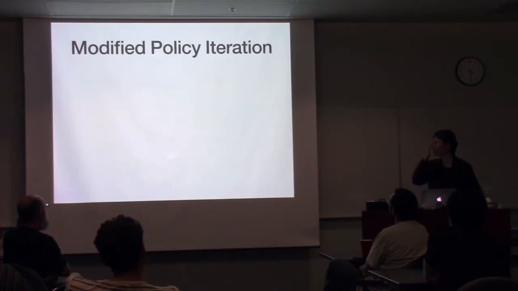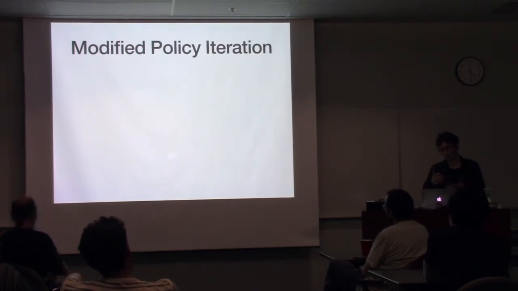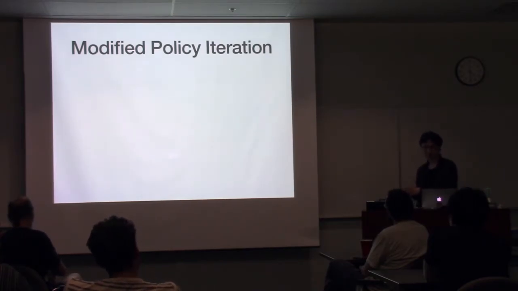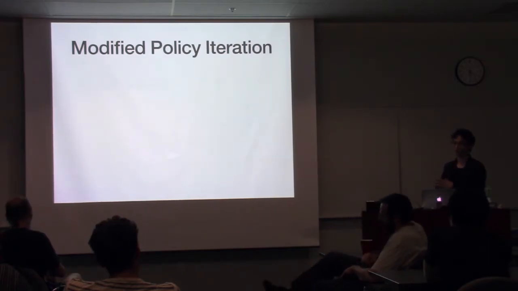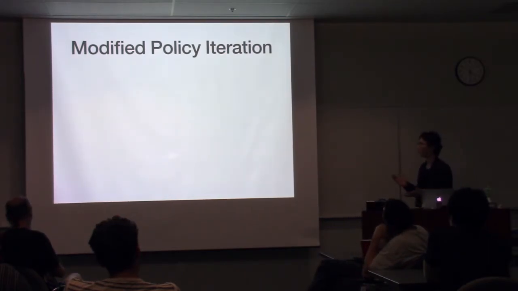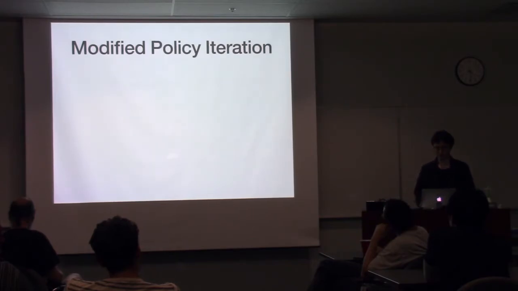So previously, we have talked about value iteration and policy iteration. There are actually two extreme cases where when you do value iteration, you do one-step policy evaluation and one-step policy improvement. While you do policy iteration, you do infinite time steps of policy evaluation and one-step policy improvement. So modified policy iteration, or MPI, is a method between these two extreme cases.